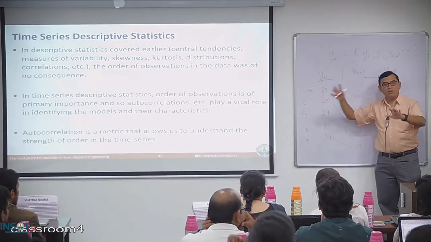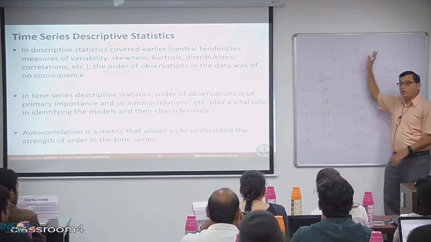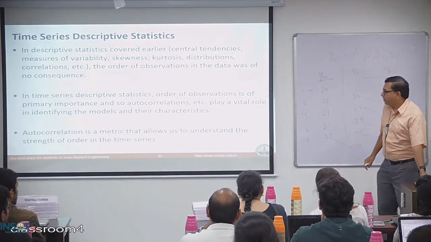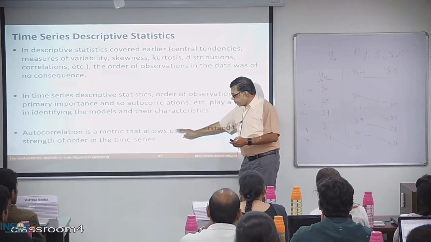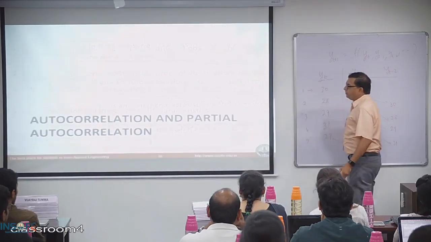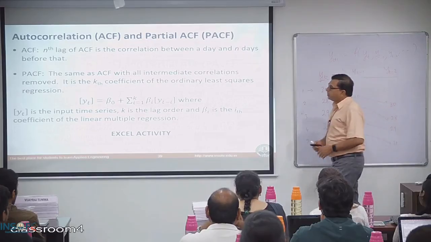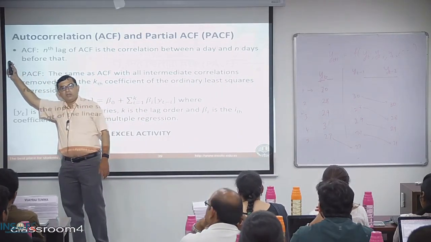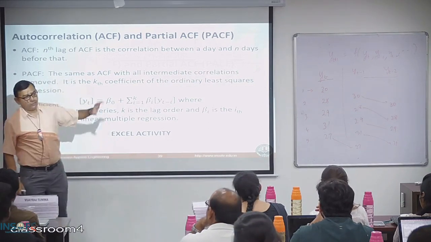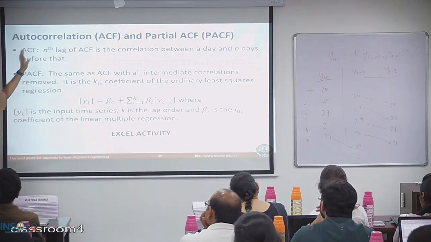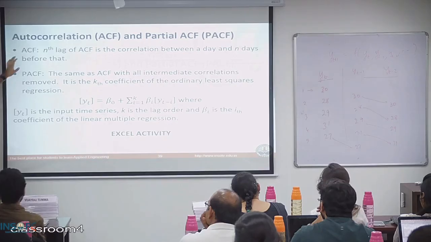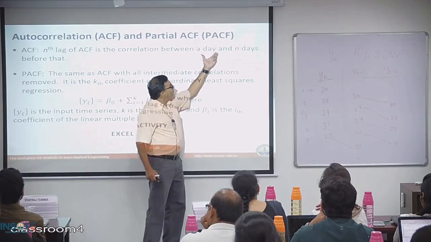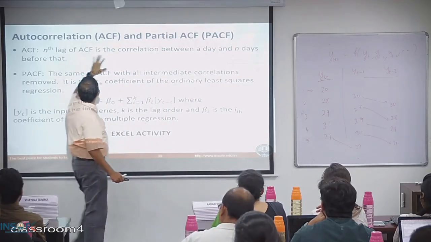We are trying to develop a set of techniques which will tell us how many of these terms you need to make these forecasts. That's where we are headed. So this is called autocorrelation. The nth lag of autocorrelation: R allows you to compute autocorrelation through a function called ACF, the autocorrelation function. The nth lag of the autocorrelation function is the correlation between the value at a day and n days before that.